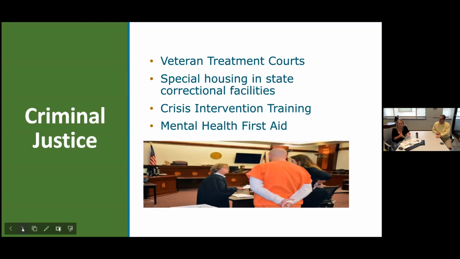If it's a serious offense, if it's violent or sexual in nature, unfortunately they're not going to be able to stay in the veterans courts, because it will only take the lower crimes.